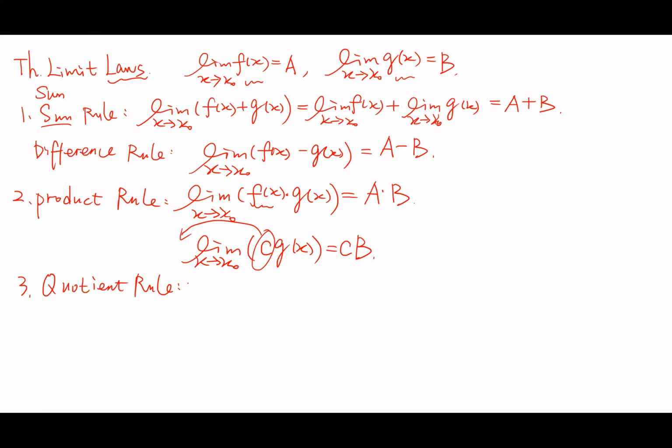The quotient rule: as x approaches x0, f of x over g of x. Here we should know that b cannot be 0, otherwise it does not have meaning. So that equals a over b.